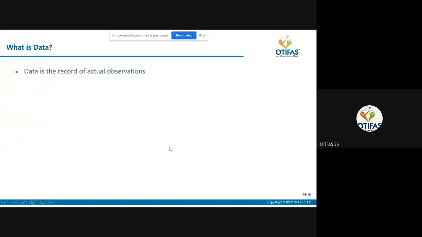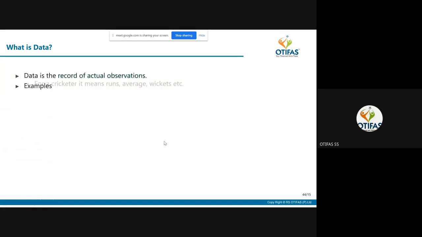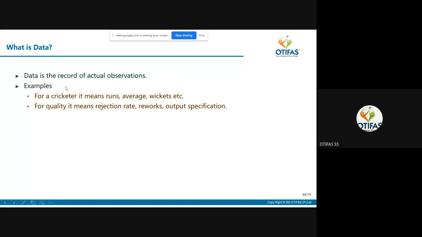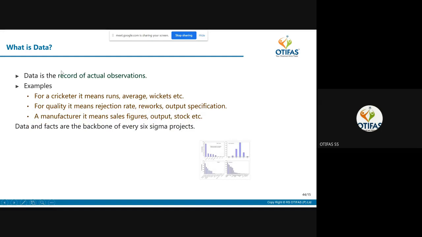Now, but let us also understand what is data. Data is the record of actual observation. For example, for a cricketer, it means runs, average, wickets, etc. For a quality team, it means rejection rate, rework, output specification, etc. For a manufacturer, it can be sales figure, output, stock, etc. So they are all records of actual observation.